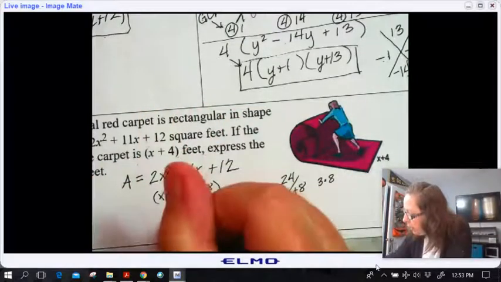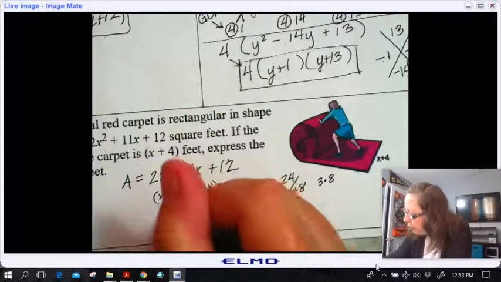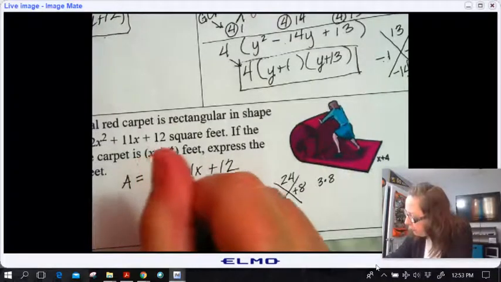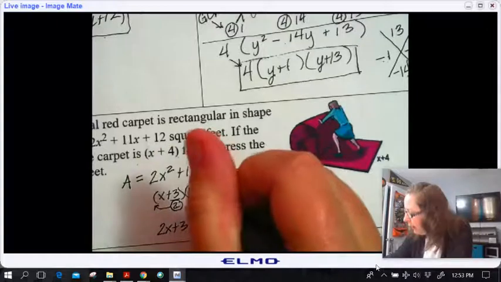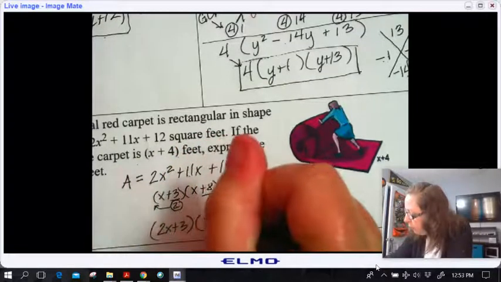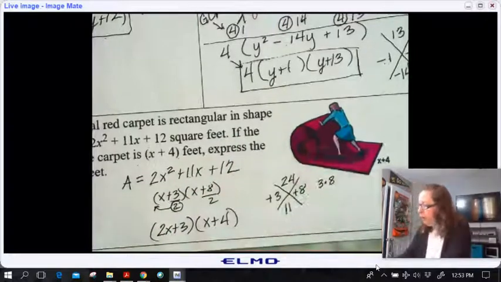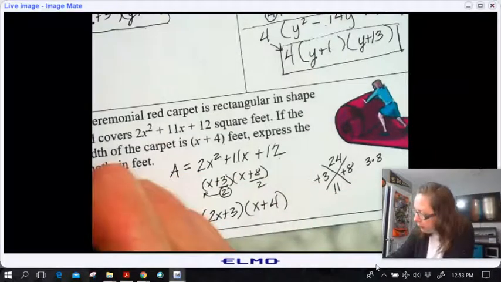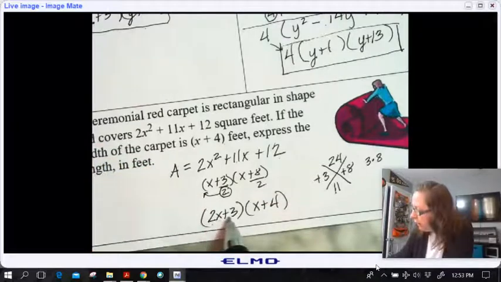Okay. 3 over 2 is not a whole number, so I'm going to do my bottoms up. 2x plus 3, and then 8 divided by 2 is 4, so x plus 4. So they had already given me the x plus 4, which I found right here. This was the missing length, okay? So the length is 2x plus 3.